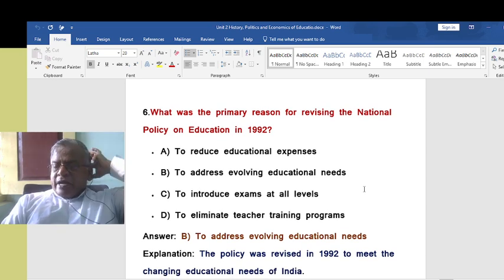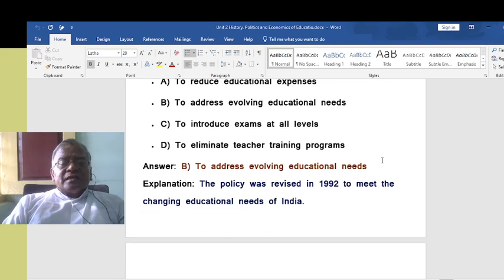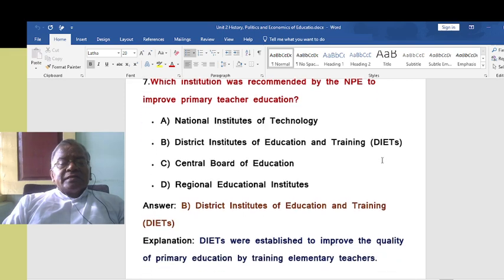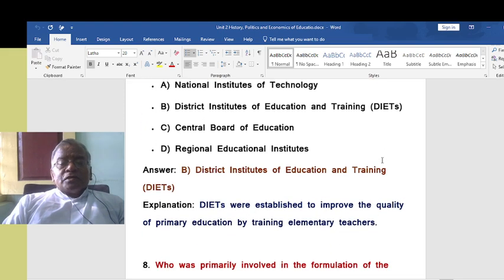Of course, in 1986 they had that drafted. But then, in order to implement it, they revised the policy in 1992. So that is the idea here. The policy was revised in 1992 to meet the changing educational needs of India. Which institution was recommended by the NPE to improve primary teacher education? That is District Institutes of Education and Training, DIETs. DIETs were established to improve the quality of primary education by training elementary teachers.